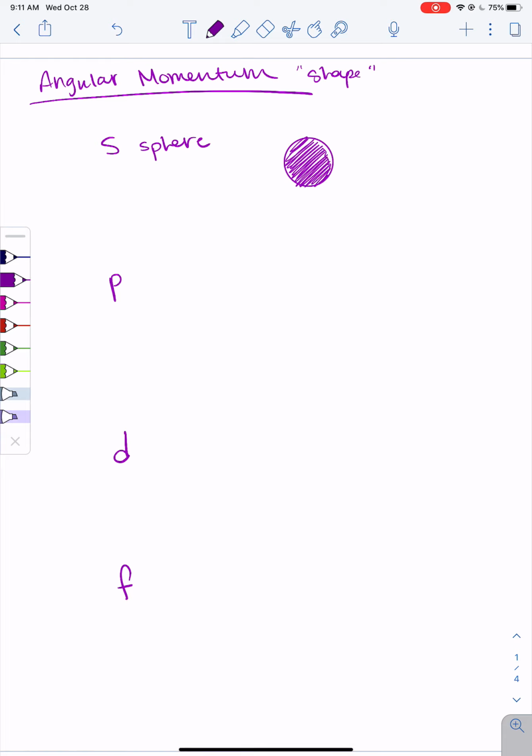Okay, the P orbital, I refer to it as the infinity sign. I hope I spelled that right. If you lay it flat, then yes, it looks like an infinity sign. And again, this is shaded. If you stand it upright, it looks like a figure 8.